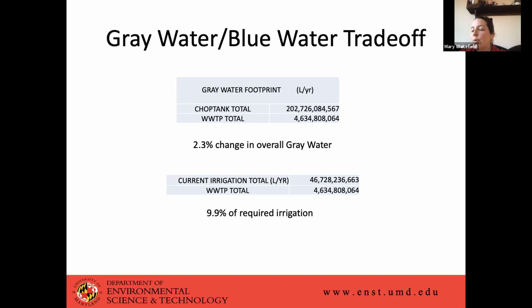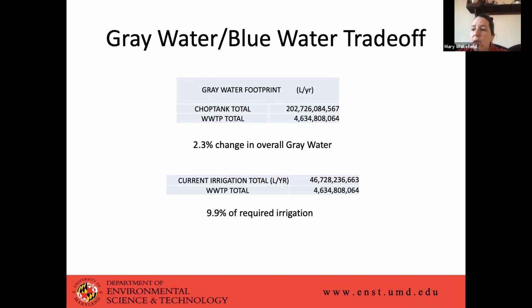So if we were able to refocus that and use all of this water that we are currently discharging into the Choptank out onto the agricultural fields, we would decrease the gray water going into the Choptank River by almost 10%, almost 2.3% of its overall water. The other reason this is important, again, is your saltwater encroachment.